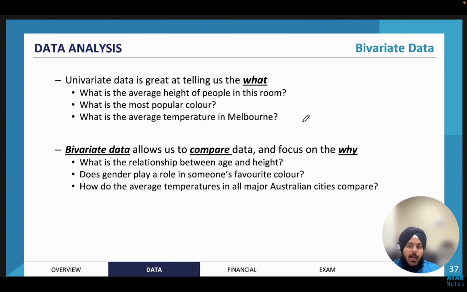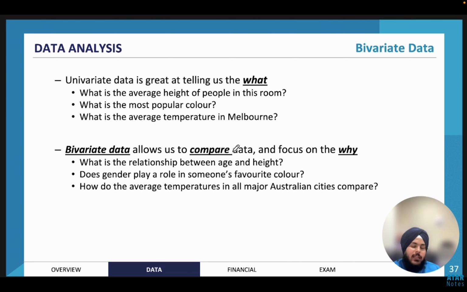So univariate data is really good at telling us what. So in terms of, let's just say, the number of cars in a parking lot, the number of students in a particular classroom, the number of people that have brown hair, the number of people that have black hair, it is really good at telling us what it is. But if we want to actually compare data, we want to compare how someone's height might be associated with their weight, bivariate data is the go-to here.